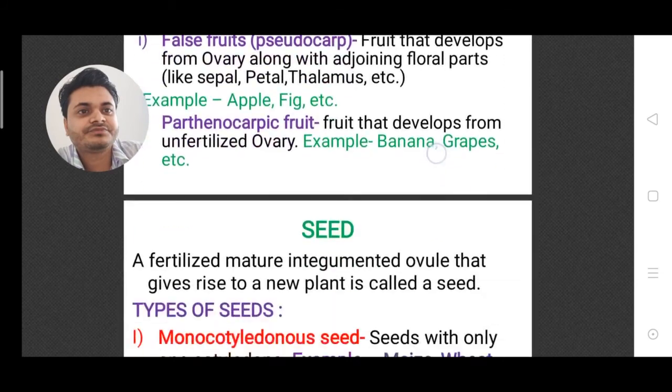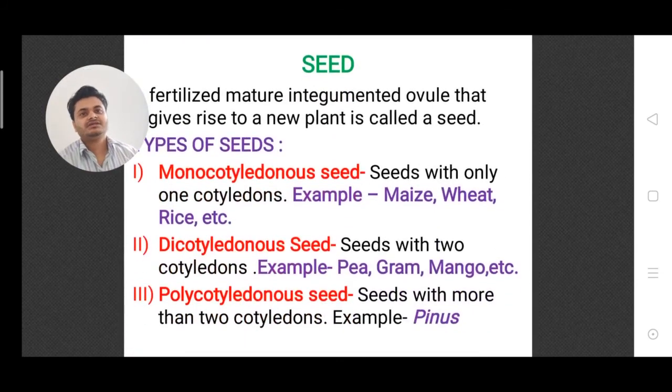Understood? Now seed. So inside the fruit there will be a seed, isn't it? So if there is one cotyledon, then it's monocot. If there are two cotyledons inside the seed, then it is dicot. Understood? So what is a seed? A fertilized, mature ovule with integuments that gives rise to a new plant is called a seed. Seeds are of various types.